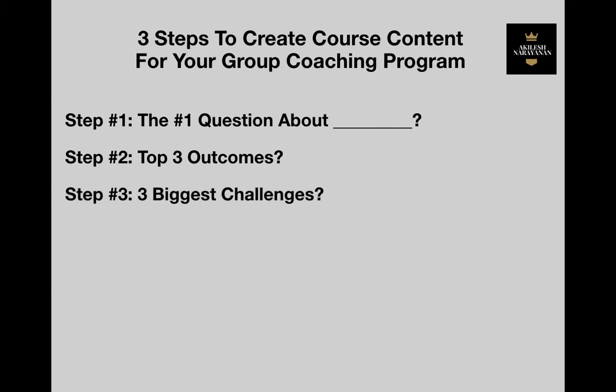Okay. Step number 3 is to figure out the 3 biggest challenges. You see, if they know what's the number one question that they have and the top 3 outcomes they want, and if they're not able to get there, for sure there are some recurring challenges or problems that they are having, right? If they know what are the results they want, and if they're not able to get there, it's definitely because they have some problems or challenges.